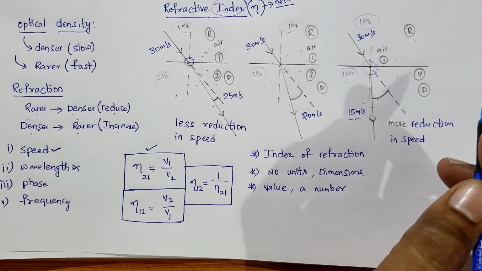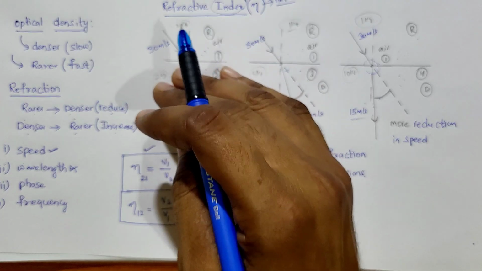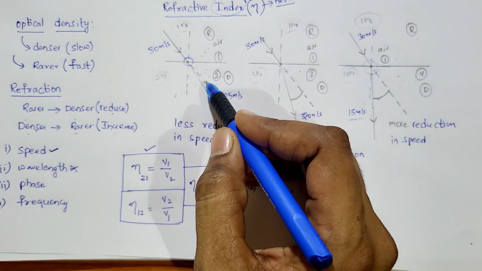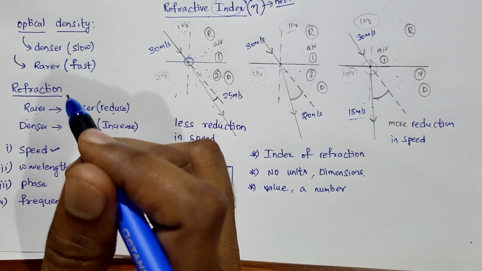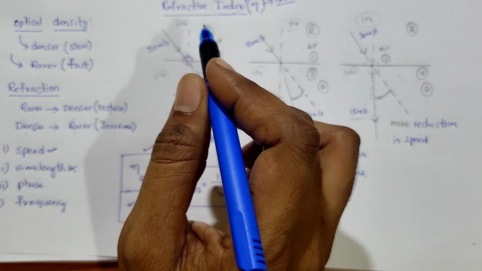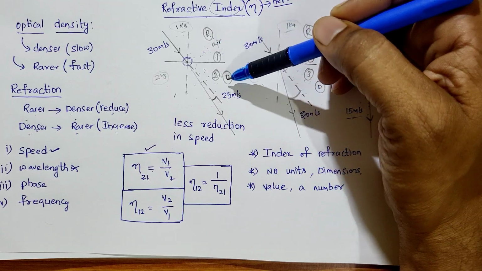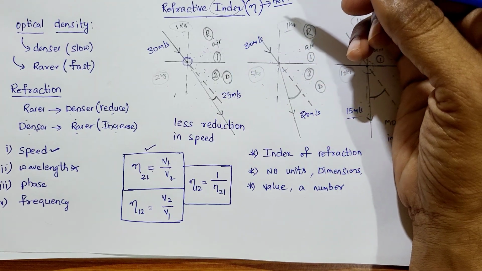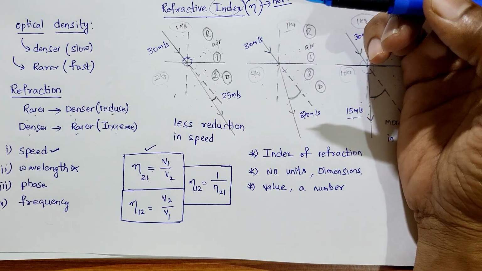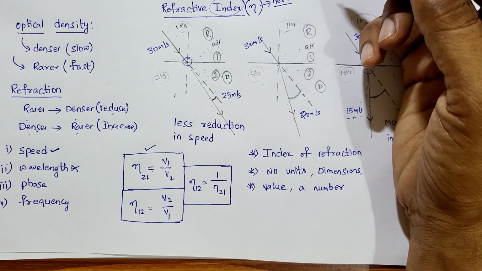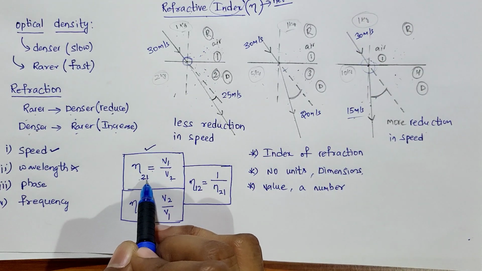Okay, now why did we take second medium with respect to first medium? Because there is only one medium. If there is only one medium, refraction will not happen. When will refraction happen? When light passes from one optical medium to another optical medium. If there is only one medium, why would refraction happen? It will not. That's why refractive index is always measured with respect to another medium.